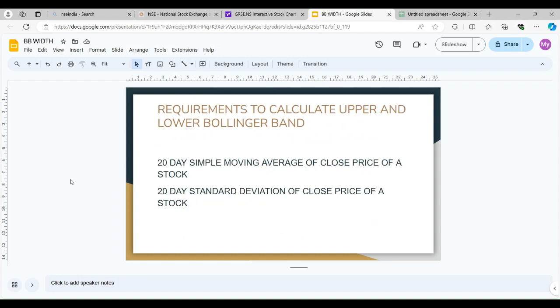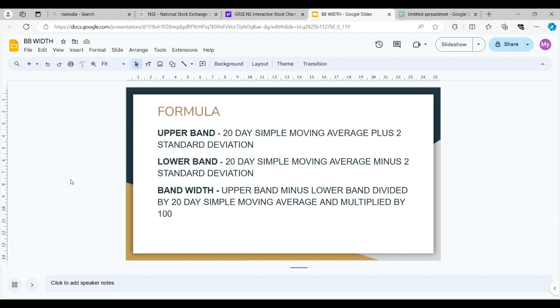Okay. So what are the requirements to calculate upper and lower Bollinger band? We need 20-day simple moving average of close price of a stock and 20-day standard deviation of close price of a stock. So this slide is pretty straightforward and self-explanatory.